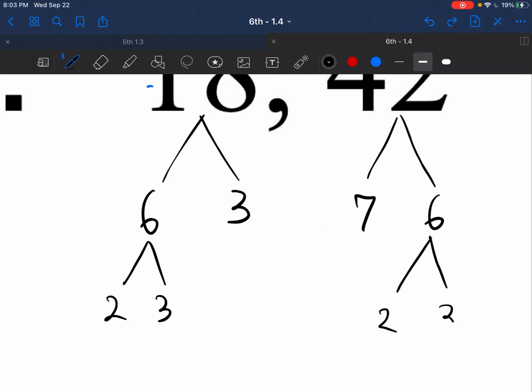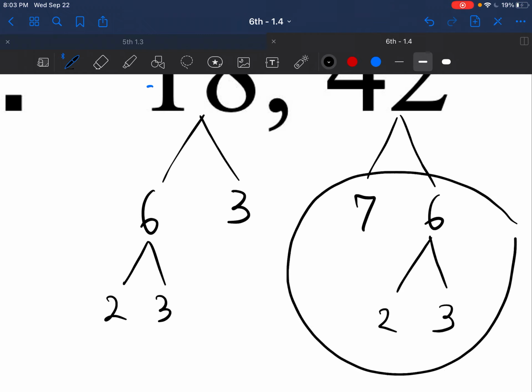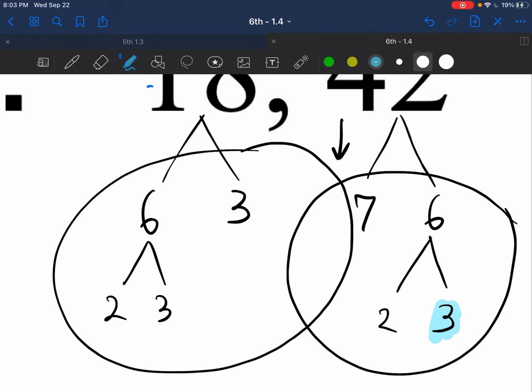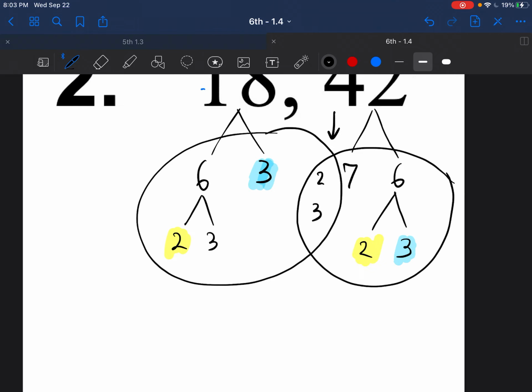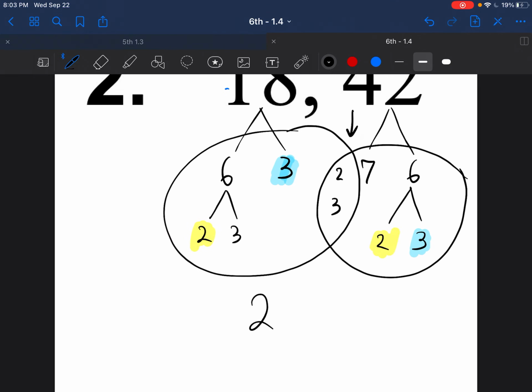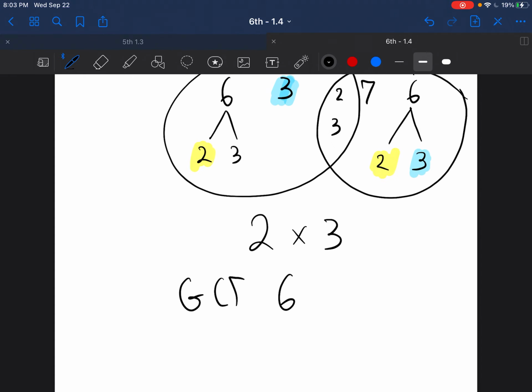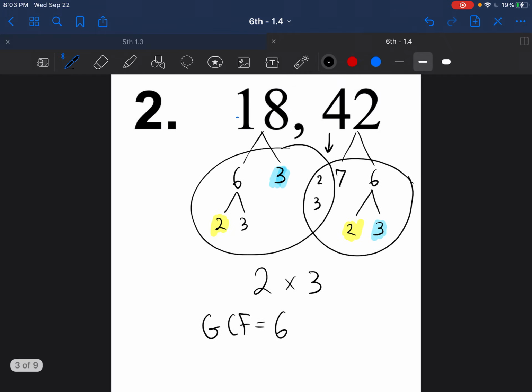So check this out. So I have this circle over here. I have this circle over here, and here in the middle, I want you to put both numbers that they have. So let's see. There's a 3 here. There's a 3 here. Then there's a 2 here, and then there's a 2 here. So that means they have a 2 and a 3 that are exactly the same. So all we got to do now is multiply these two numbers. So 2 times 3 gives me 6. So our GCF for this problem is 6.